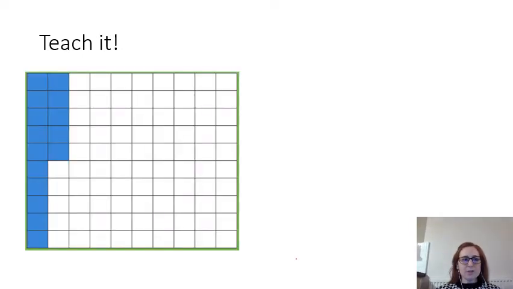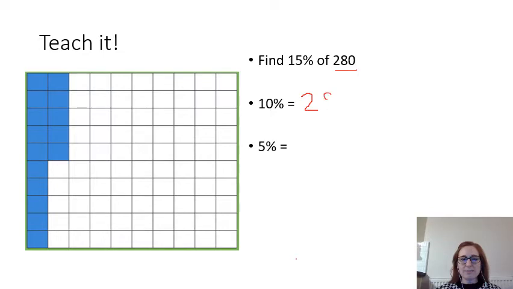Okay, so first of all here I've got 15%. It's made from a 10% and a 5%. So if I wanted to find 15% of 280, I could find 10% and 5%. My 10% and my 5%. Okay, so to find 10%, I need to divide by 10. I can do that easily by sliding it. So 280 divided by 10 would give me 28.